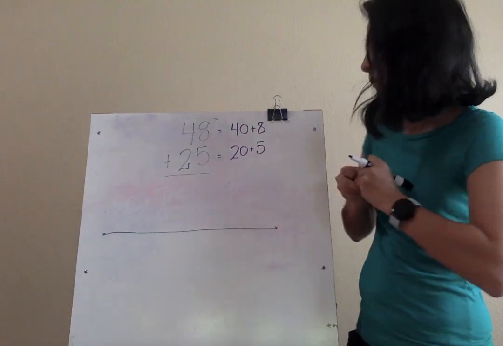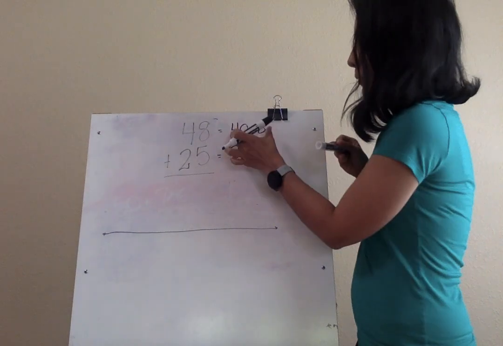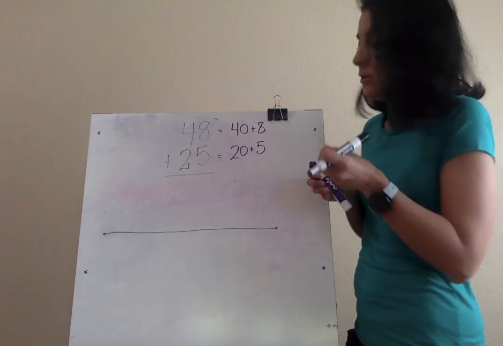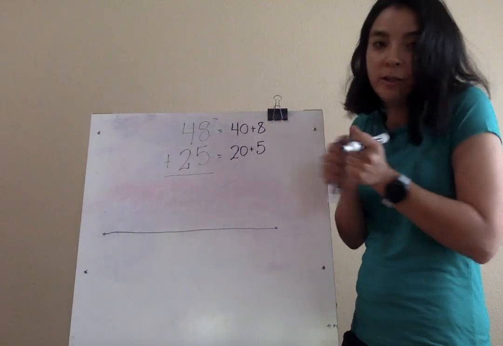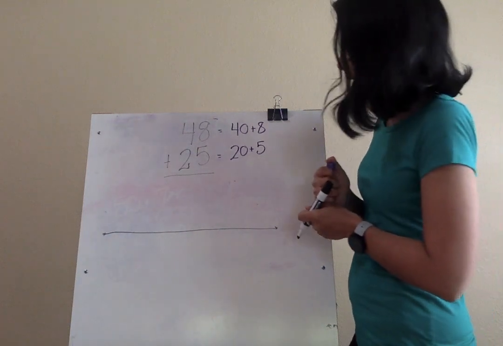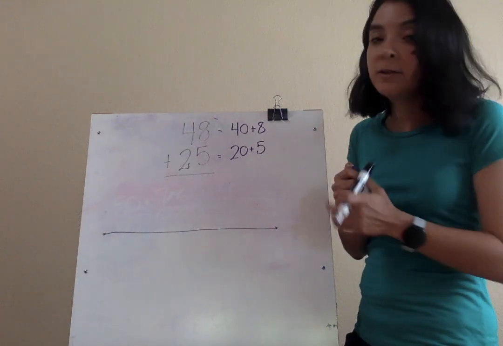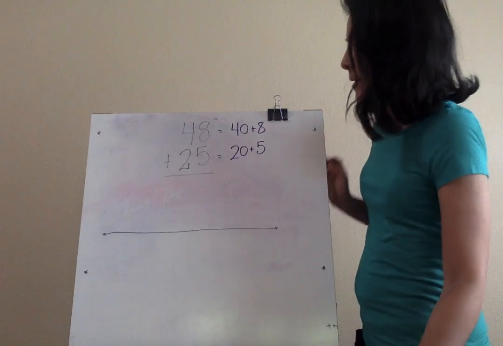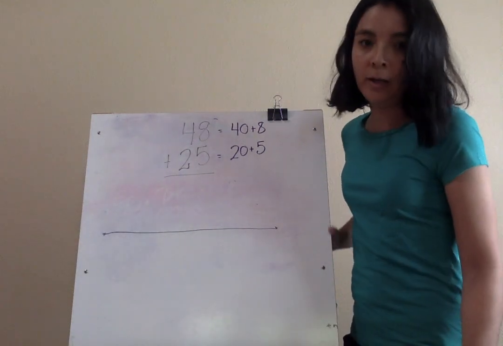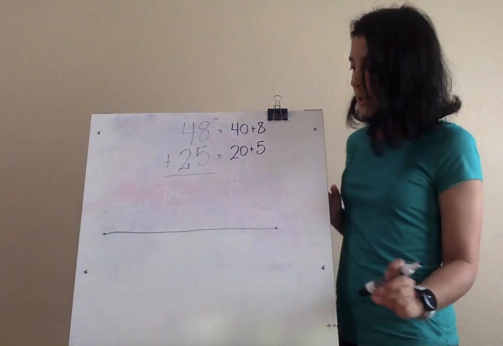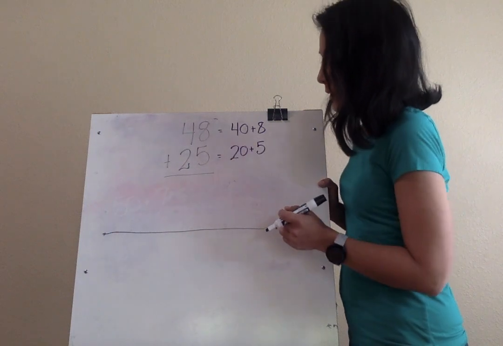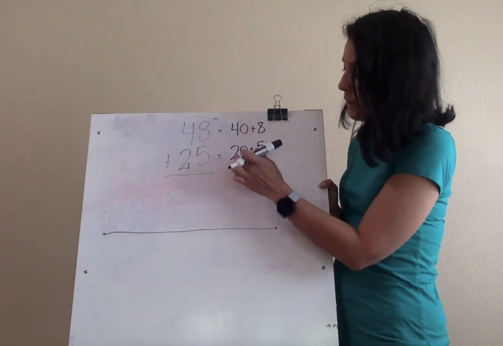Awesome. So if I put these together again, 40 plus 8 should give me 48. If I put 20 and 5 together again, should give me 25. Also, we talked about starting with the biggest number when we're doing an open number line. We said that we don't have to start with 0. We can start with 48. And I see the 40 and 20.